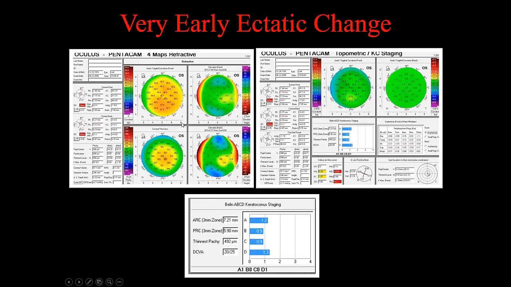Here is an eye with very early ectatic change. Here's the anterior curvature. Notice there's a very slight hint of a positive island here. There's a little bit more of a hint of a posterior island here. And notice when we come down to the staging, it's A1, B0, C0, D1, a very slight change in the anterior surface, a little change in vision. But if you notice, B is just below the level to be abnormal. So this would be an eye that would be suspicious for you to watch.